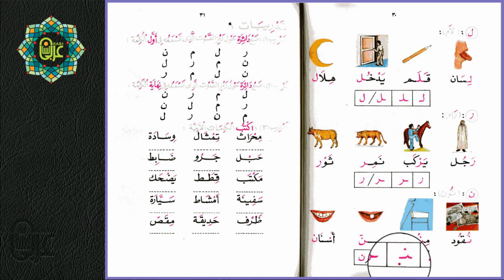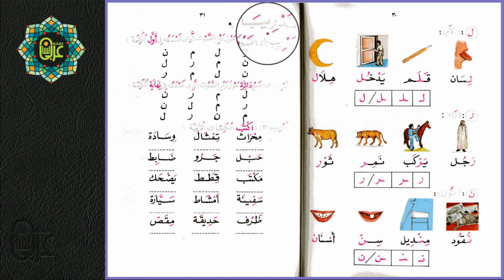These are the shapes of noon. It is similar to ba. However, the main difference is that the dot is above: there's one dot above it. The shape is also more curvy, and the curvy shape goes under the line, not like ba, which rests on the line. When it is in the middle, it is similar to ba. The difference is that for ba the dot is under, and for noon the dot is above.